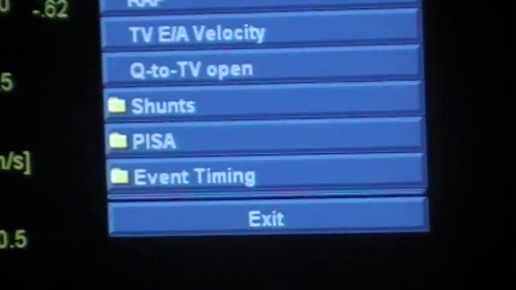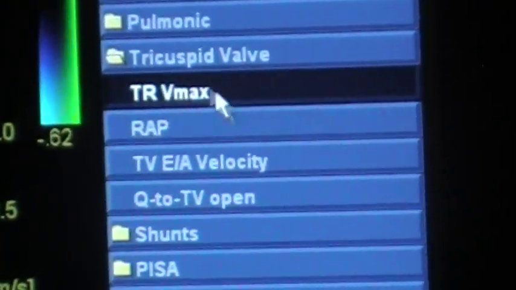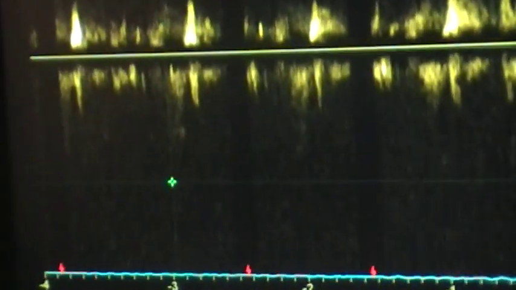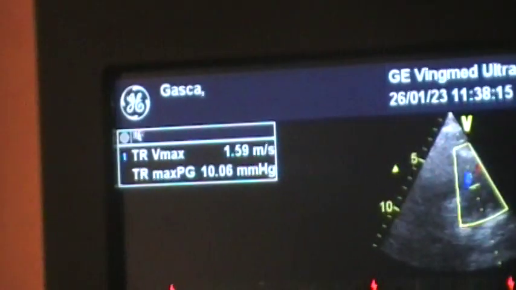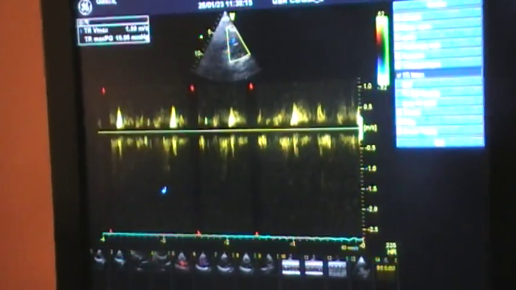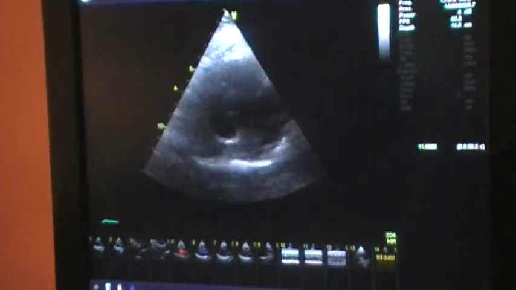You're going to hit measure, and you're going to come down to tricuspid valve. And you're going to do TR Vmax just to get the maximum velocity. And hers is right here. I'm going to turn the gain up just a little so you might be able to see that. It's right there. If somebody has a good TR jet, that means it's more significant, and you'll actually see a full envelope below the baseline there. And tricuspid regurg is going to be in systole, during systole on your EKG.